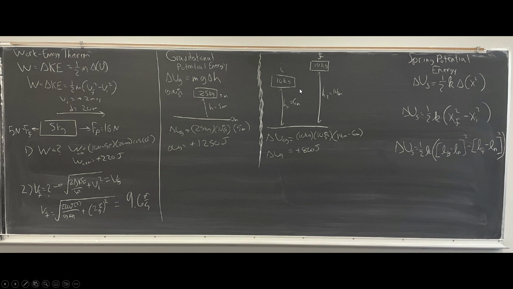Now let's say we have the example where we have a 10 kilogram object that's currently 6 meters above the surface, and we lift it higher to 14 meters above the surface. H1 equaling 6 meters, H2 equaling 14 meters. Well, the change in gravitational potential energy from this transition would be our mass, 10 kilograms for the object, times g, 10 meters per second squared, times the difference of height final, 14 meters, minus height initial, 6 meters.